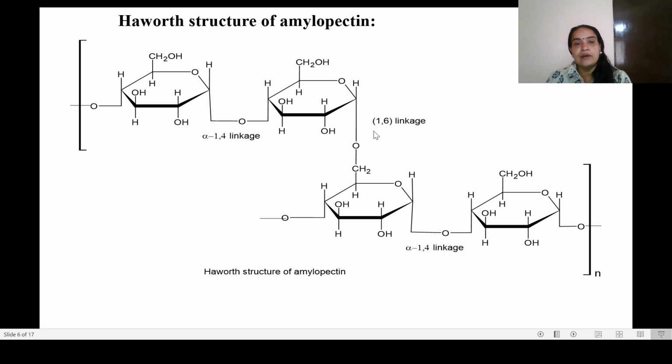So amylopectin consists of two types of glycosidic linkage. In the linear chain, there is alpha-1,4 linkage, and at the branching, there is alpha-1,6 linkage. Again it's a linear structure, so it will be alpha-1,4 linkage. So in this amylopectin, the branching occurs around every 24 to 30 units of the amylose-like structure.